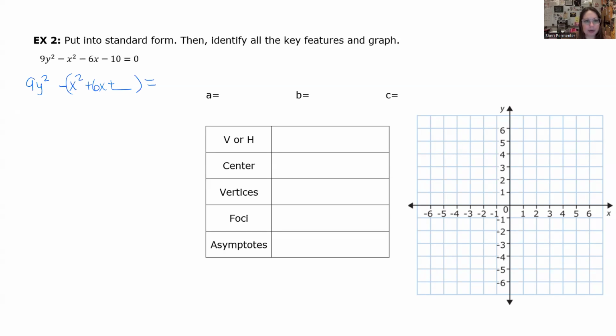Equals, and I need to bring the 10 over. I have to add 10 to the other side. And right here, I'm dividing by -1 technically. So I get 10 on the other side, and I'm going to be adding something over here. And before I complete the square, I always write my next line.